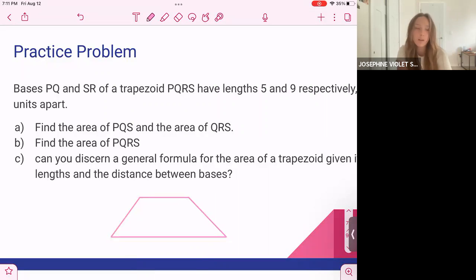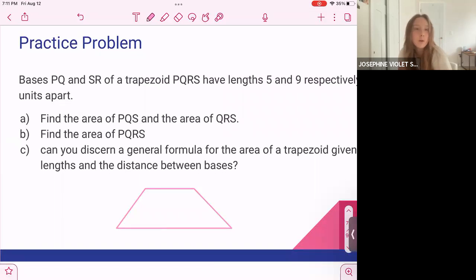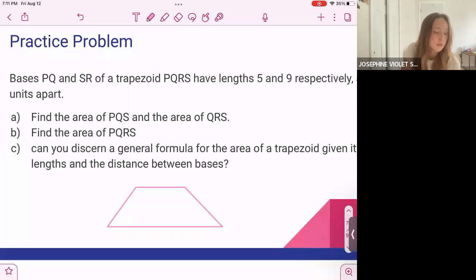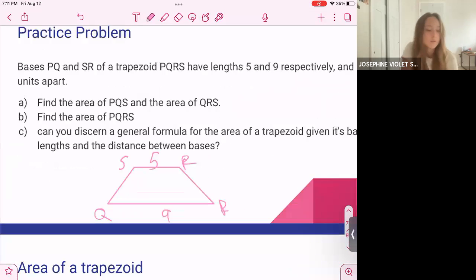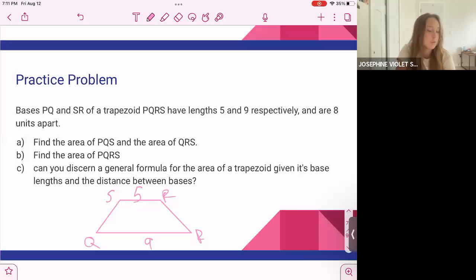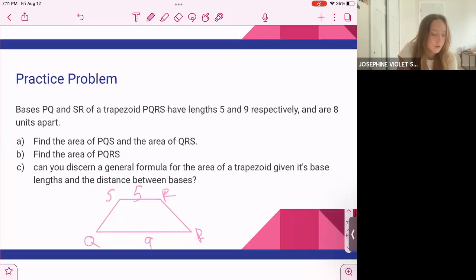Let's say I have this trapezoid right here, and it tells us that PQ and SR are bases of it, and it tells us that SR is 5, let's say 5 inches. Oops, why did I write that? And PQ is 9 inches. So by using these steps and following through this proof for this problem, you can determine the general formula for an area of a trapezoid. And the first step is to find the area of these two triangles that I just separated out there. Okay, I'll check back in like 2 minutes.